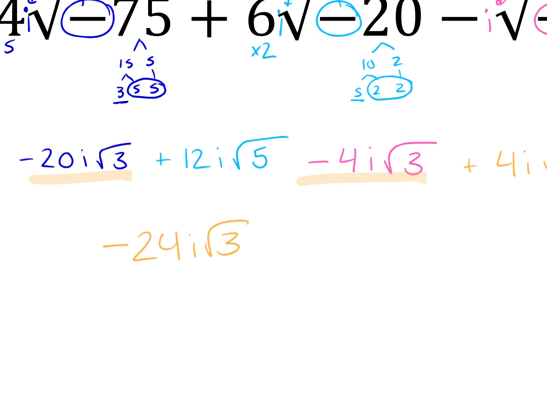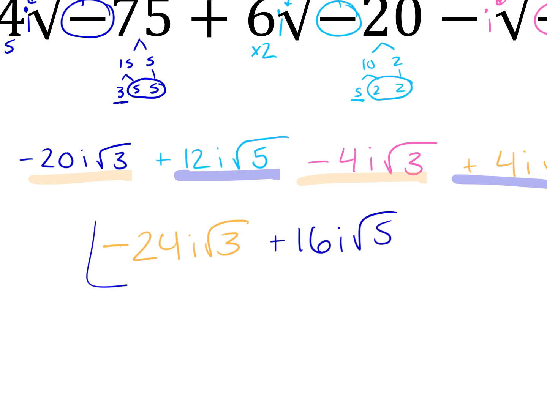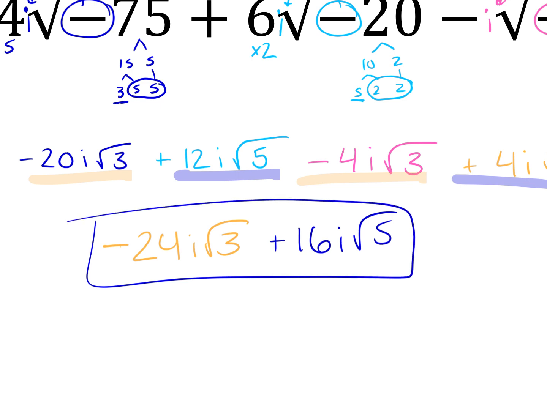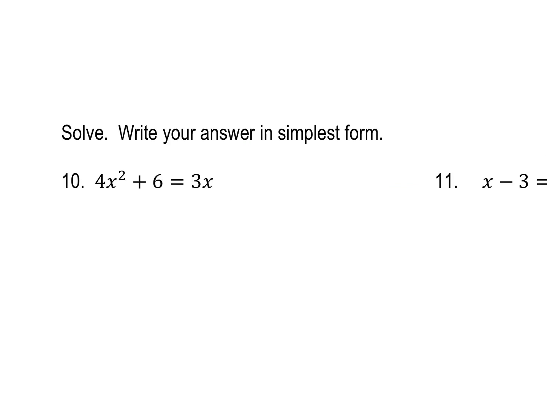And then we can also combine the ones with square root 5 together. So what is 12i square root 5 plus 4i square root 5? 16i square root 5. Now these are both imaginary numbers, so it doesn't matter which order we put them in. But if you had a real part to this, you'd want to put the real part first and your imaginary part second.